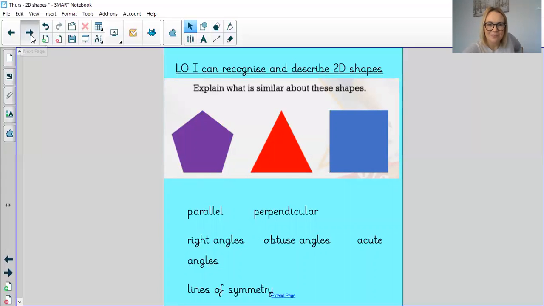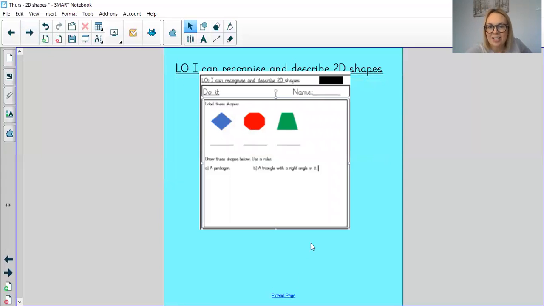Okay, good. So let's have a little look at our sheet. The first thing we'd like you to do is label the shapes on the board. Remember, if you need to go back through the video, through the slides to have a look to help you, that is fine. So label the shapes on the board or the worksheet. If you're not able to print out your worksheet, don't worry about that. You can just write your answers on a piece of paper.